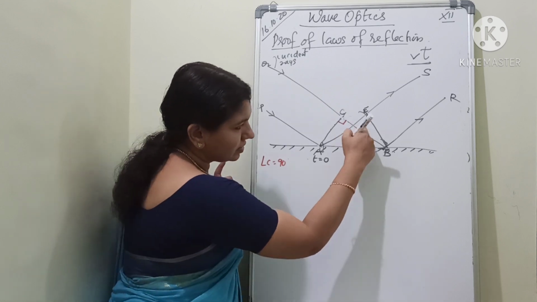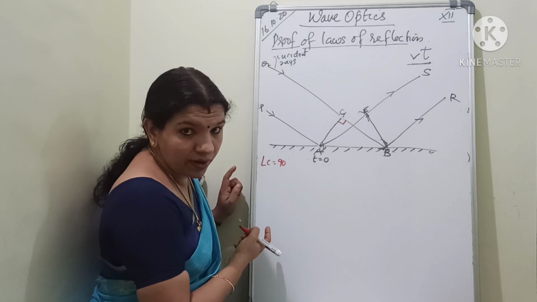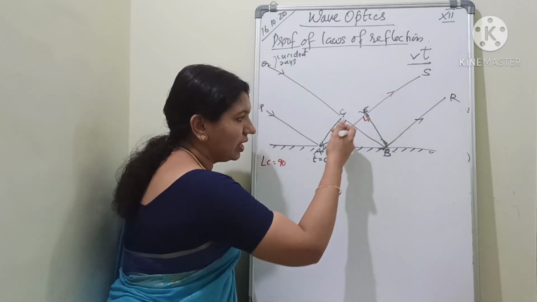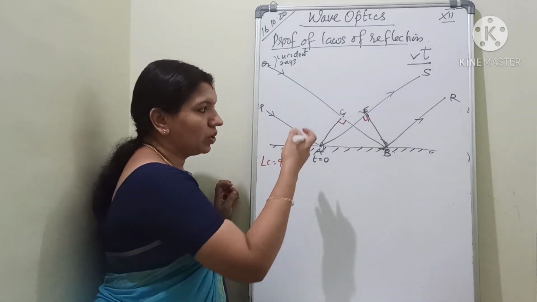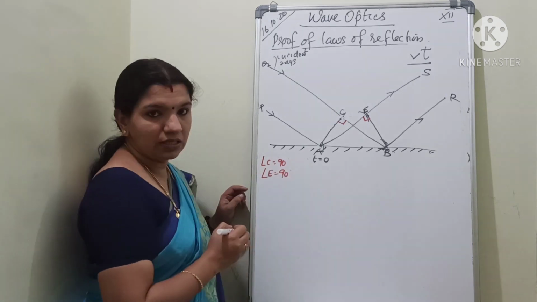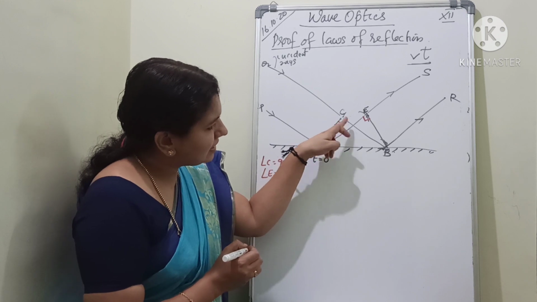Similarly, on this side, you can see BE, which is the reflected wavefront. So here BE, this angle E, is actually perpendicular. The wavefront is perpendicular to the reflected rays. So here this angle E is also what? 90 degree. Isn't it?